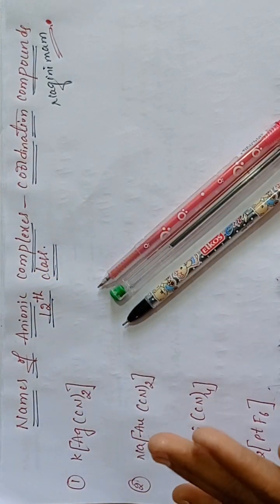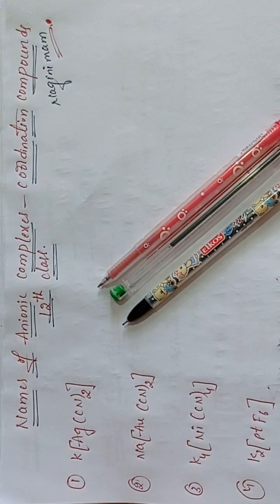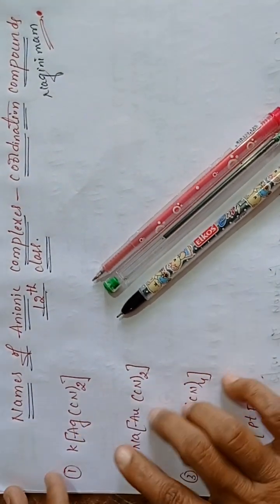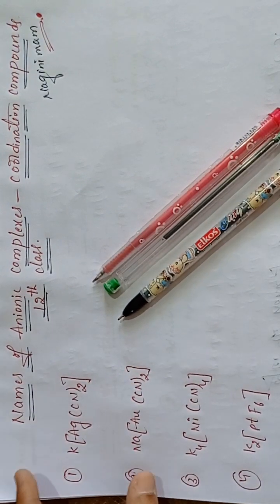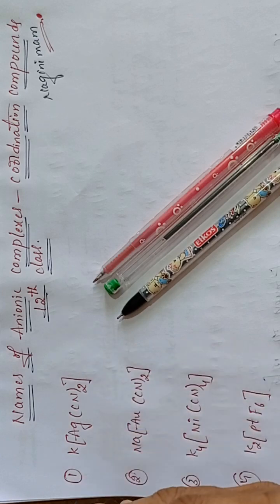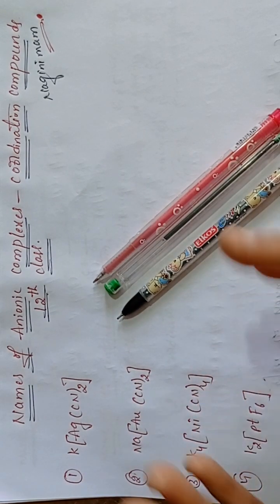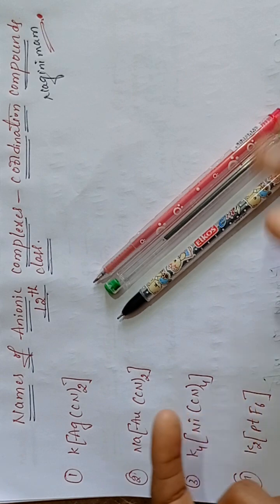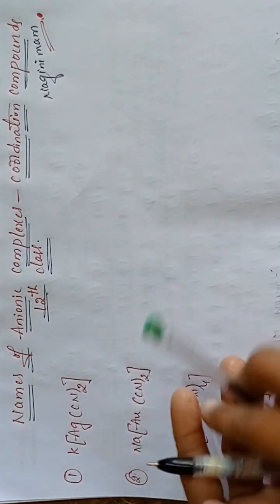Now see, students, these are all the complexes. Now, how do we identify whether the given complex is an anionic complex or a cationic complex? In any salt you take, students, first the cation will be there, next the anion will be there. Just keep that in your mind.